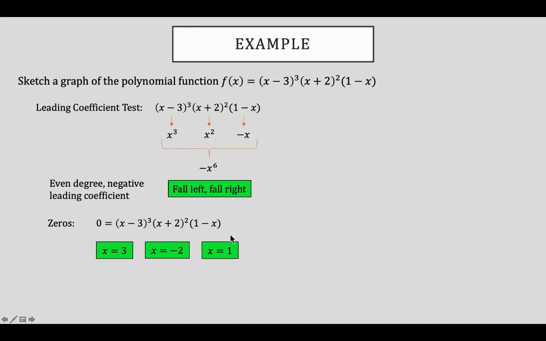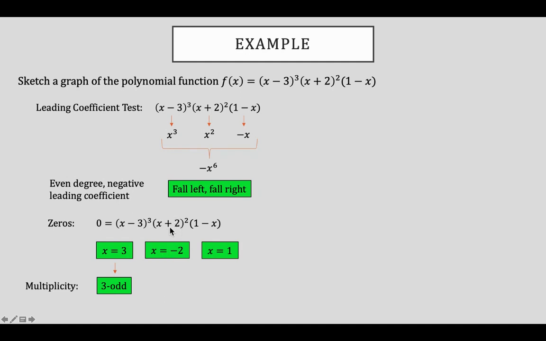Once we identify the zeros, we need to determine the multiplicity of each zero. How many times does each zero occur? Notice that this factor, x minus 3, occurs 3 times. X minus 3 quantity cubed is x minus 3 times x minus 3 times x minus 3. So that zero has a multiplicity of 3, which is an odd number.